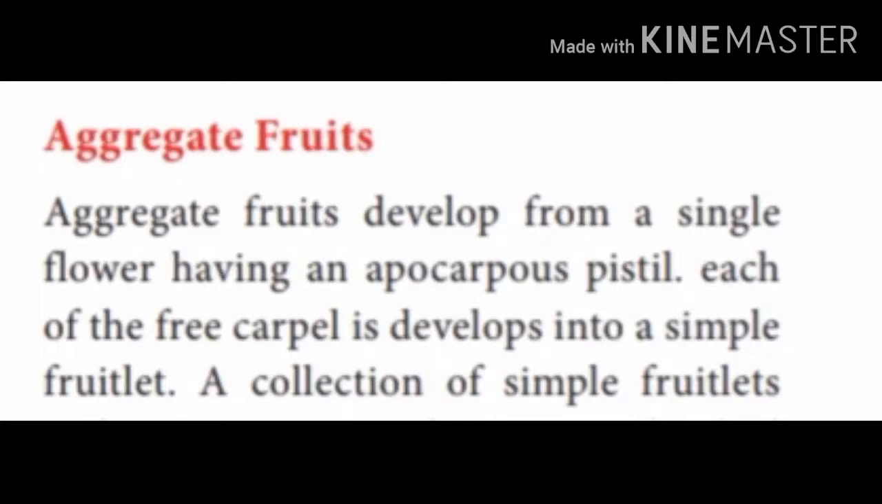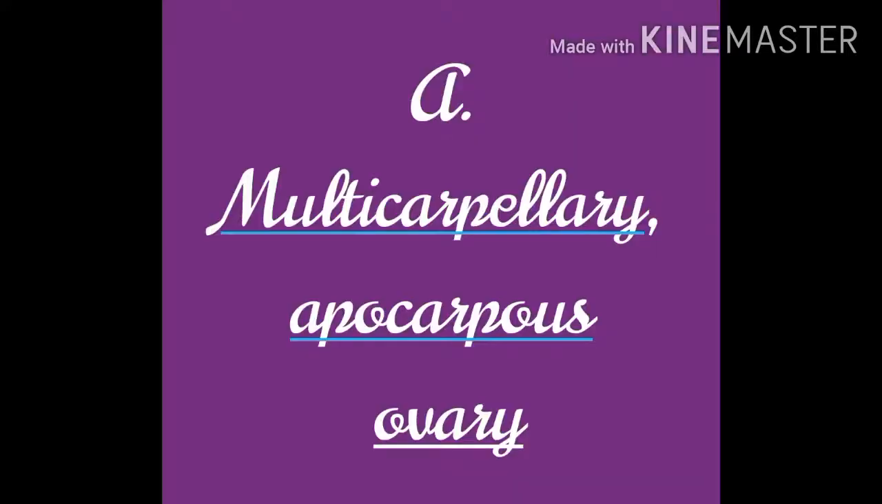That is, every carpel is free from each other. So, the answer is multicarpellary apocarpous ovary. That is option A. As this fruit comes under the multiple fruit, apocarpous ovaries are considered to be multiple. So, multicarpellary apocarpous ovary is the answer for the third question.